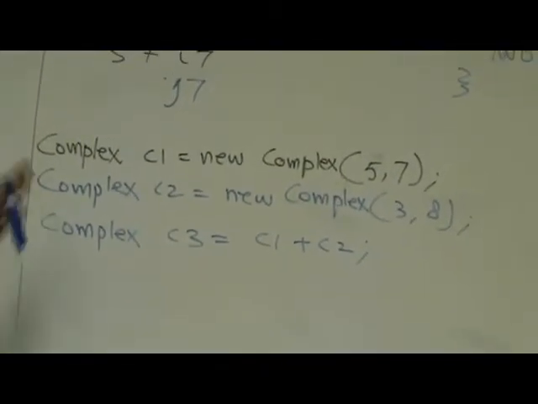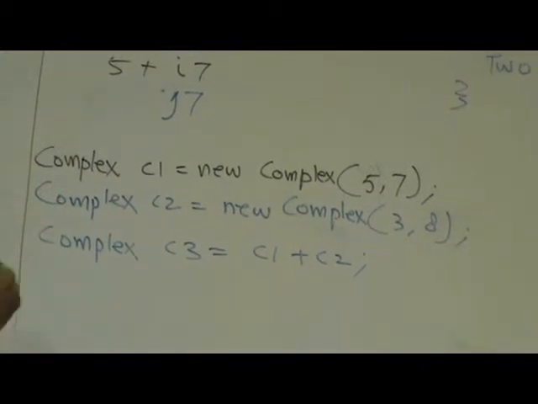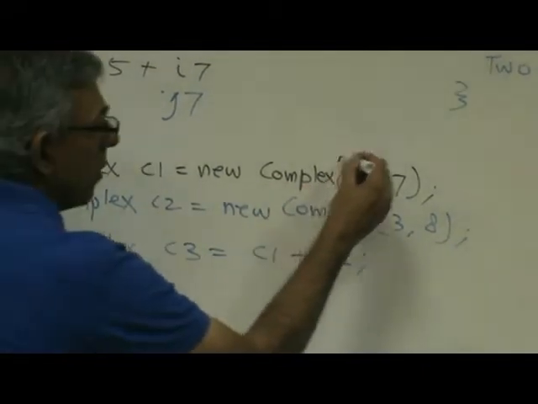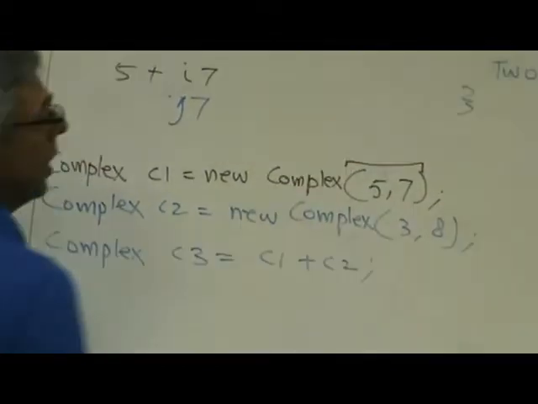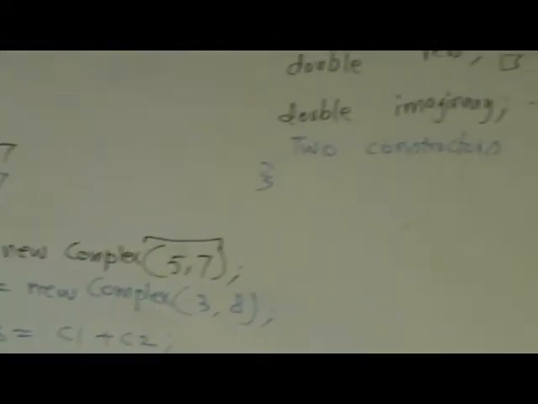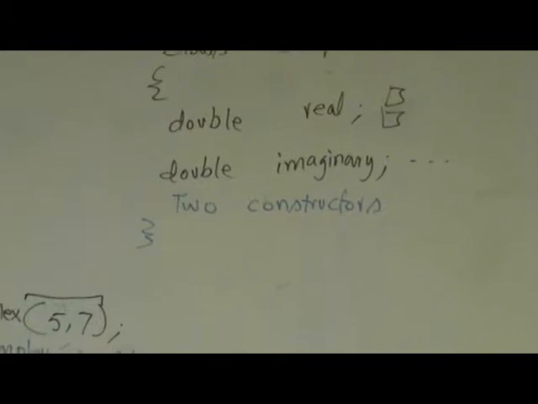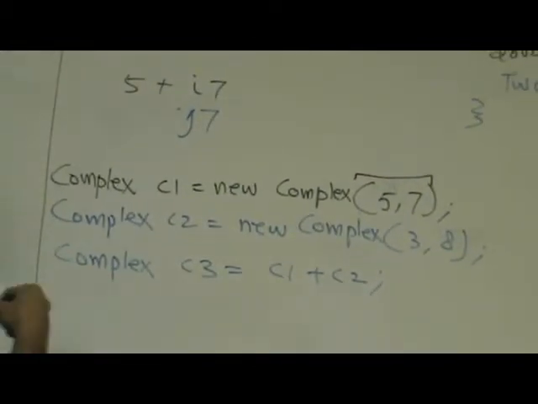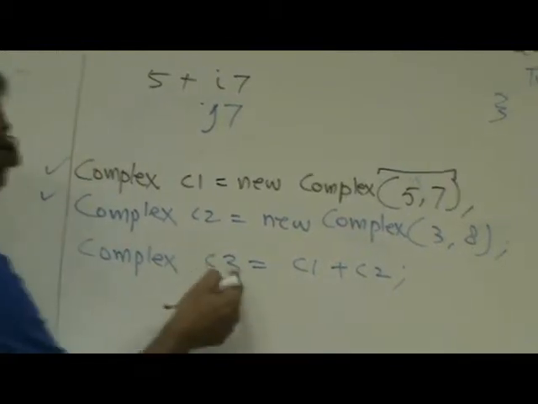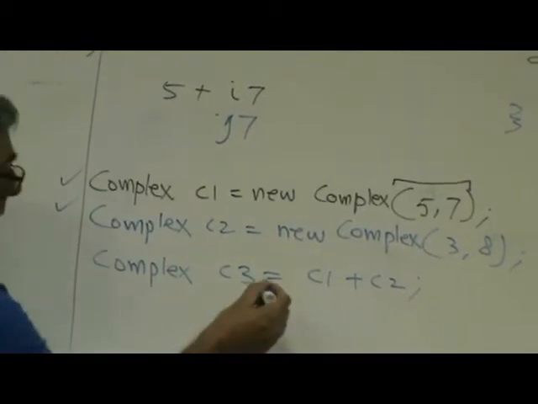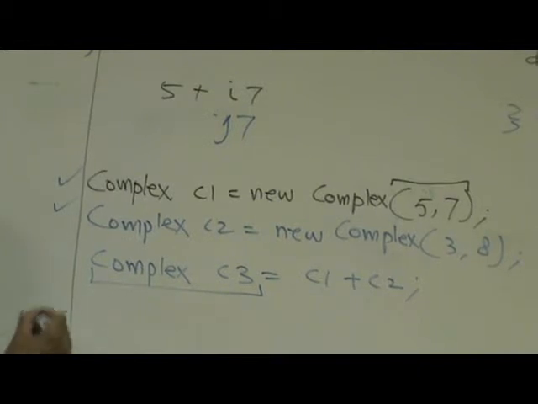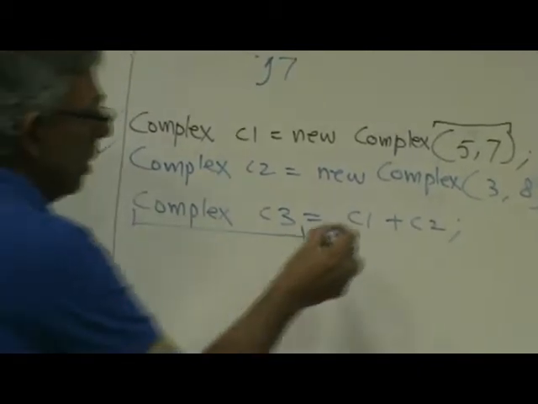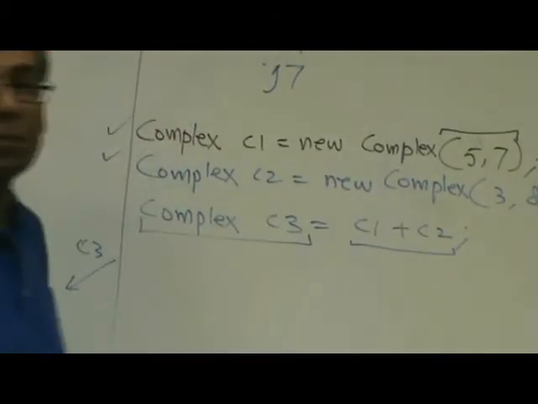So now take a look. If you were writing this code, what is this triggering? What part is it triggering over here? The constructor. Okay? And so if you already had the two parameter constructor, the compiler will say it's okay. So this is okay, this is okay. Let's go to this line. Complex C3 just creates a reference called C3 equal to C1 plus C2.